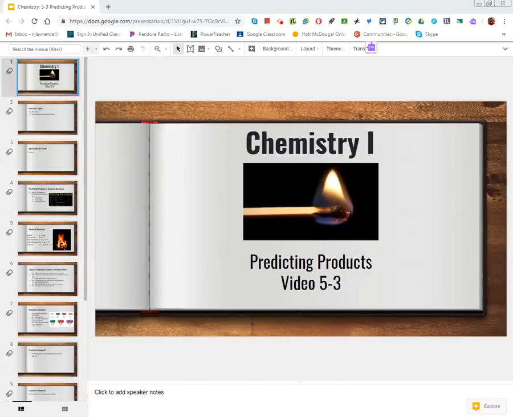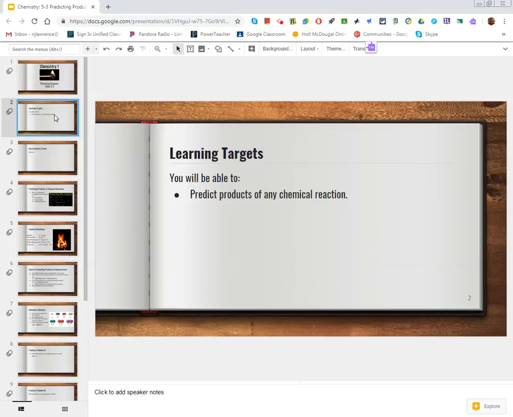Welcome to video 5.3 on predicting products for the 5 chemical reactions we've already learned. In this video, we're going to practice and see how we can use these 4 steps I'm going to give you to predict any product in a chemical reaction. In other words, I will give you the reactants, and then you have to do some thinking to come up with the products that will be formed.